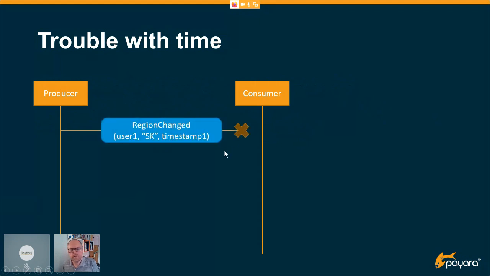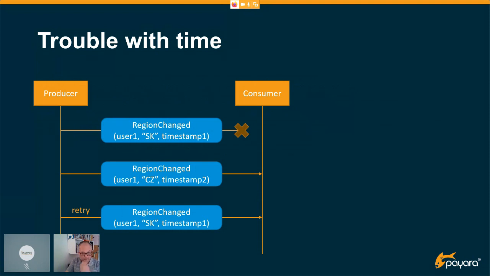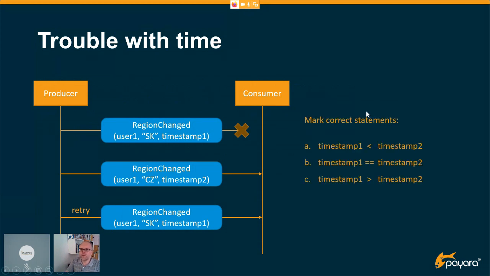So let's assume we've got a first request from producer to consumer that changes the region of user 1 to Slovakia, and it happened at timestamp 1, but it failed. In the meantime, the region was changed to Czech Republic at timestamp 2, and then the original request is retried. So if this were a really interactive session, I would ask which of the following may hold for the timestamps. Is the first timestamp smaller than the second one, equal, or greater than the second one? And actually, the answer is, with enough luck, all of those.